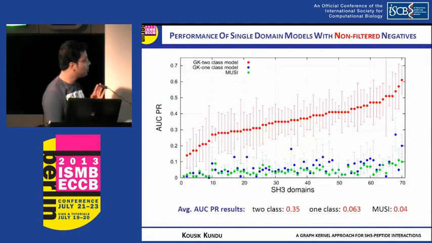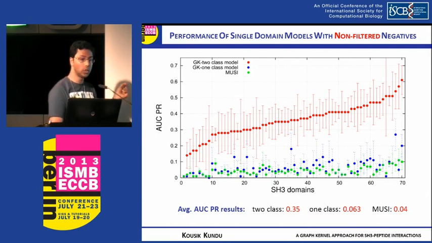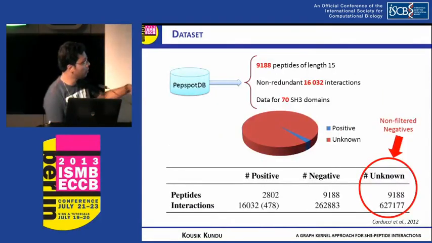And then this is the result. The x-axis indicates the SH3 domains. We have 70 SH3 domains, and the y-axis is the area under the precision recall curve. The red one is our graph kernel approach with two classes. We consider the 16,000 positives here, and the brown area is considered as negative.